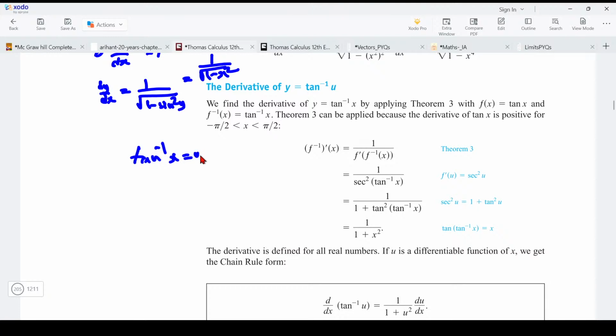Tan inverse x, you can assume it as y. Tan y equals to x. Then you do implicit differentiation. That is one part of the story. Or otherwise, you can do it like this also.